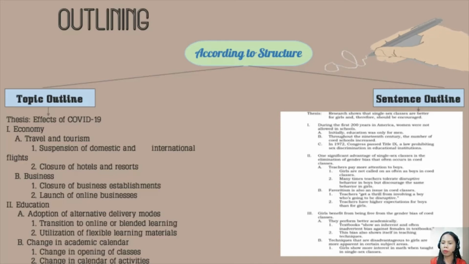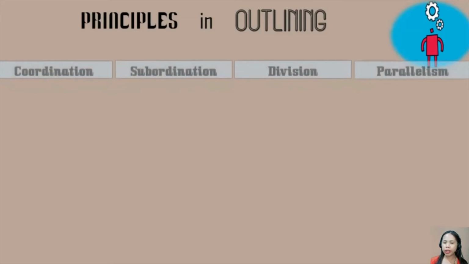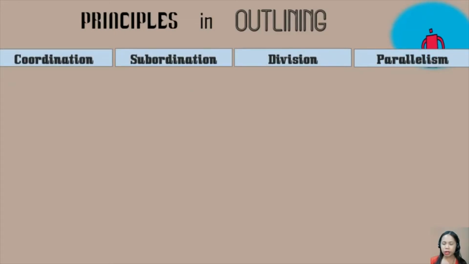Good thing when we use Microsoft Office, there are already multi-level lists and numberings that you can use to make an outline. But when you have to do it on your own, without the use of a computer, it may pose a challenge. Now, in making outlines, there are principles that you need to keep in mind. You need to make sure that your outlining is properly coordinated, subordinated, divided, and parallelly constructed.